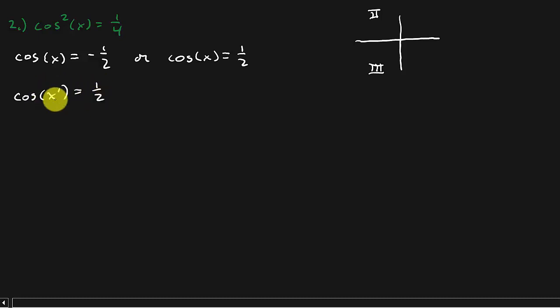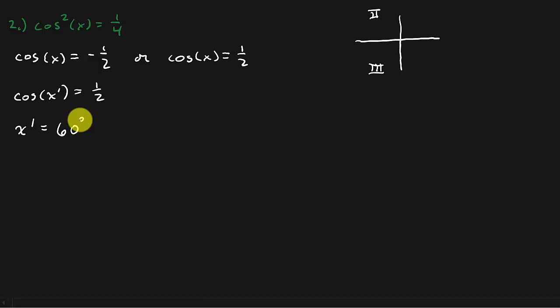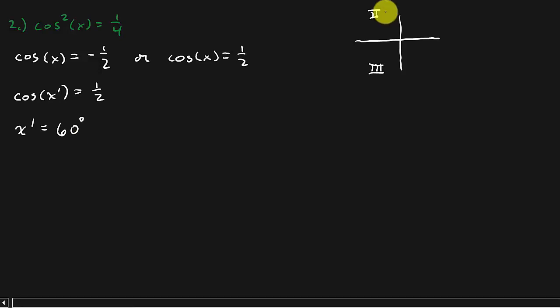Now keep in mind, I'm just doing this to find the reference angle. So my reference angle is what? Well, the cosine of what is 1/2? Well, the cosine of 60 degrees is 1/2. That's my reference angle, but it's not a solution because my solutions are in the second and third quadrant. But I've got to find my reference angle to use it to find these two solutions.